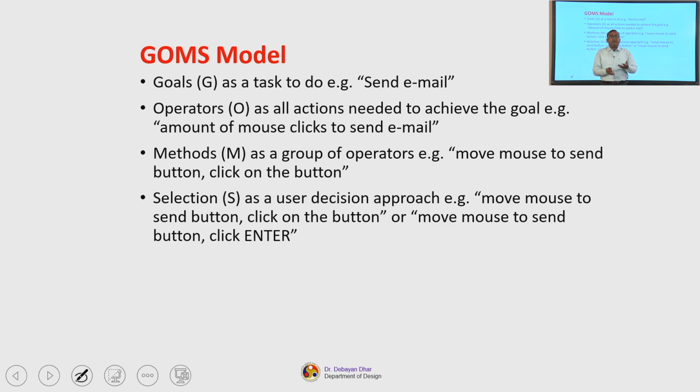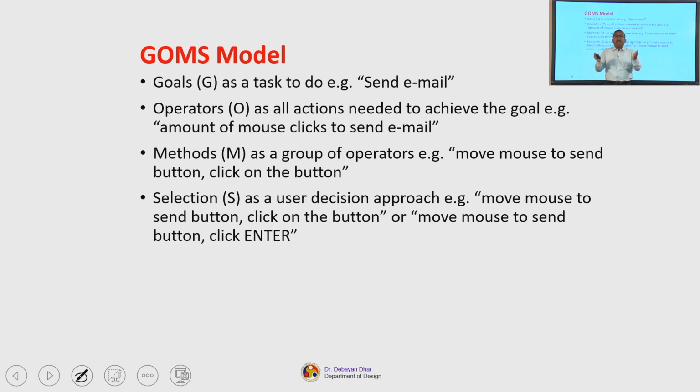So, amount of mouse clicks to send email. We will have the KLM operators listed down to complete the task. Methods are a group of operators: move mouse to send button, click on button. Then we have the selection rules as a user decision approach: move mouse to send button, click on button, or move mouse to send button, click enter.